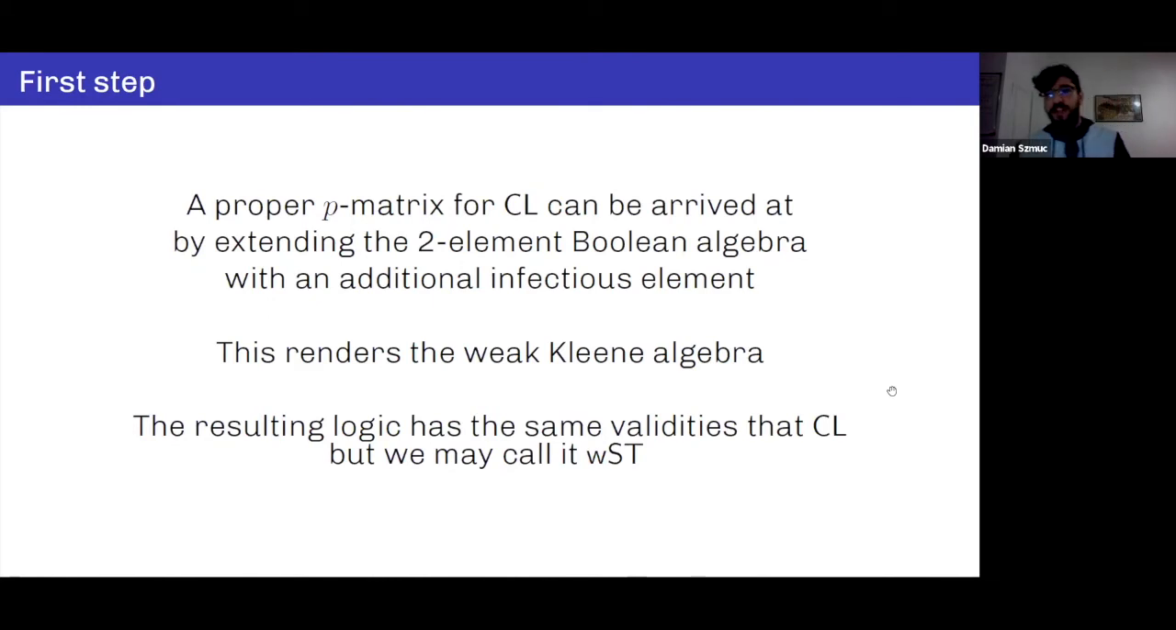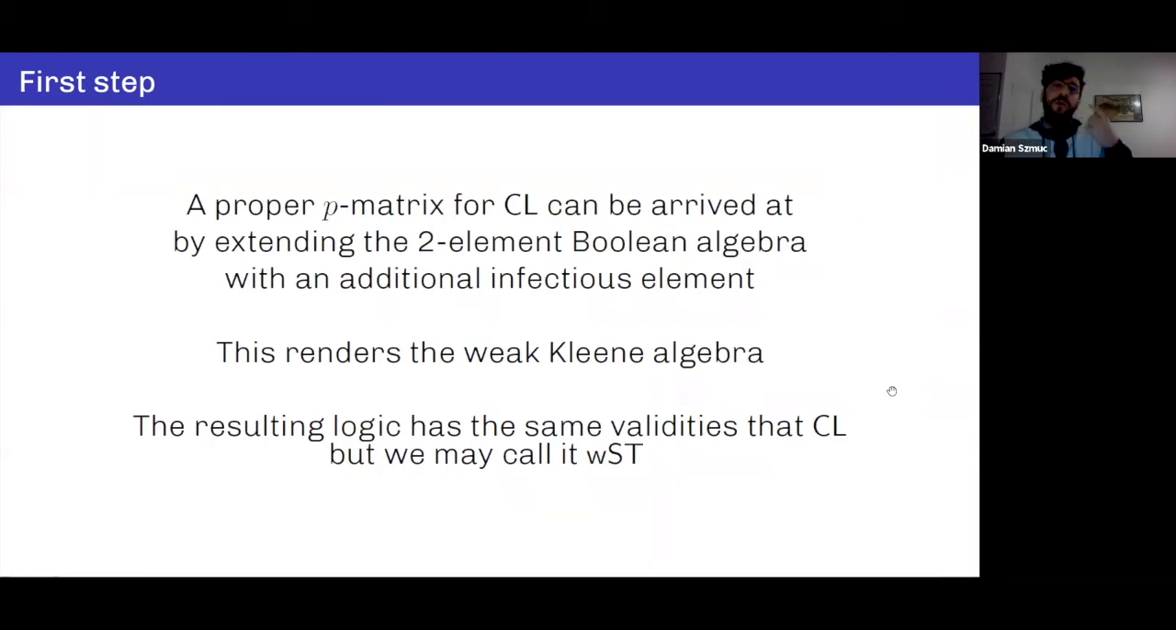So that is a side note for those involved with the ST literature and who know some bits about the semantics of the ST literature. So first of all, we're going to develop a proper P matrix, but it's just for classical logic. So all the inferences valid in this logic are going to be exactly those valid in classical logic, nothing more, nothing less. And we will do that by extending the two-element Boolean algebra with one additional element.